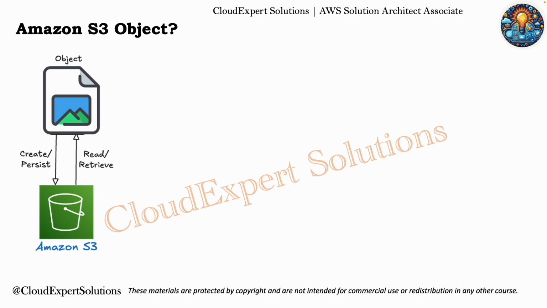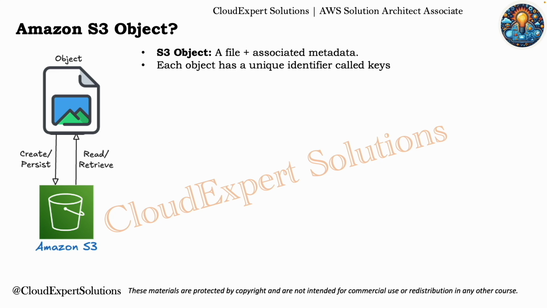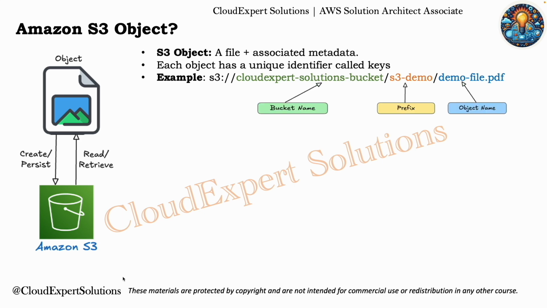Now inside the bucket, your data is stored as objects. An object is the file itself plus its metadata. And each object has a unique identifier called a key. Here is an example of an S3 object key. When you store anything inside S3, it has mainly three components. The first part, in green, is the bucket name, which is globally unique. Then the prefix, and finally the object or the file name. That's why every object key is unique in Amazon S3.